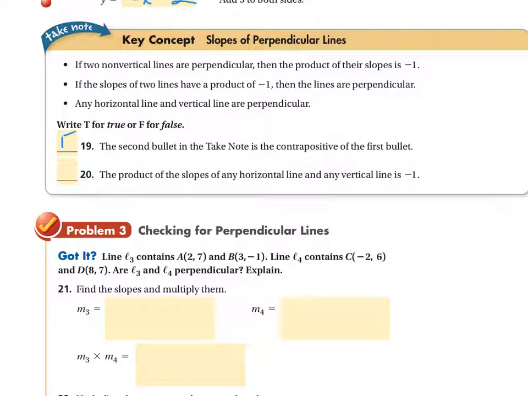No, that's a false statement. The product of the slopes of any horizontal line and any vertical line is negative 1. Yes, that's true.